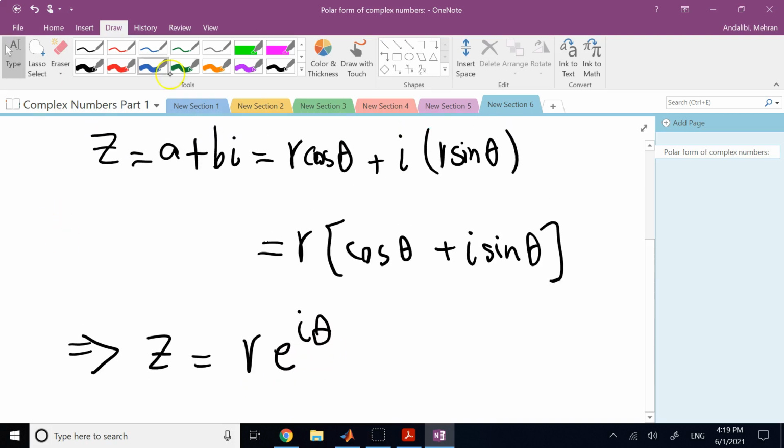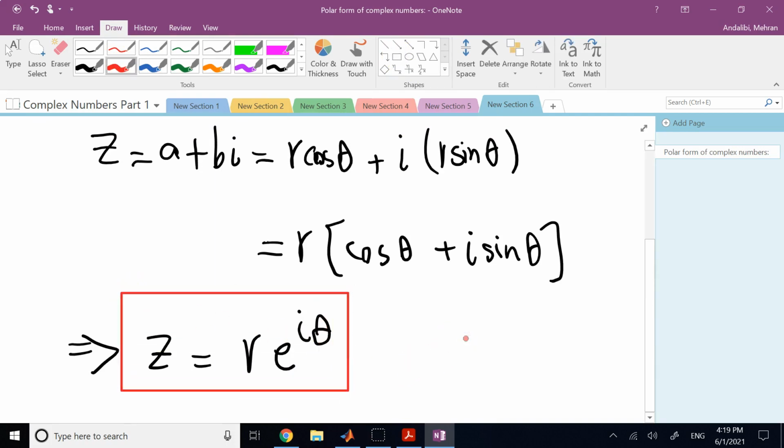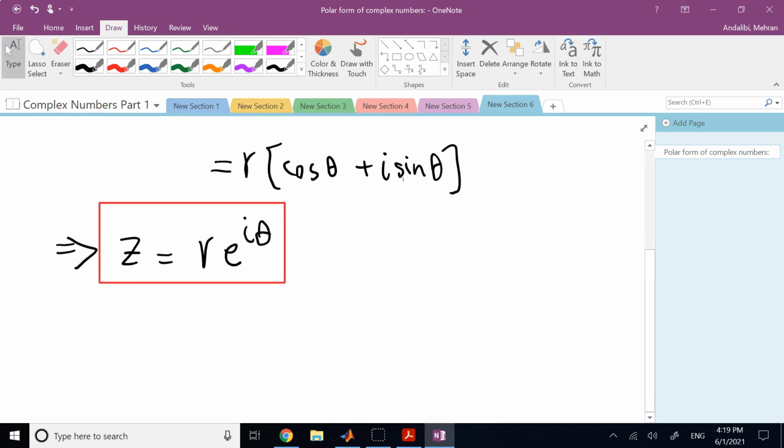And this is the new format that you can use to show the complex number. So the complex number can also be written as its magnitude times exponential of I times its angle, instead of its real and imaginary part. This format of showing complex numbers is what we call polar format. And using this format, many times when you want to especially multiply, divide, and raise to a power of a complex number, it is way more convenient.